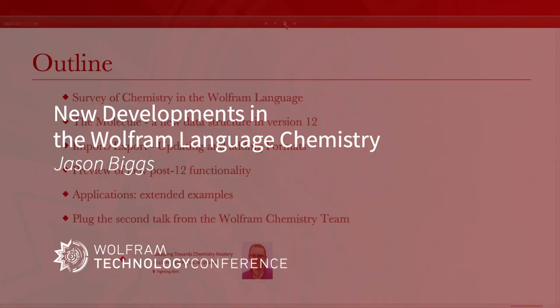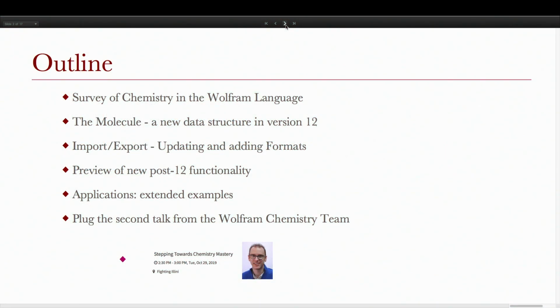Let's see, a brief outline. I'm going to briefly talk about what has been chemistry in the Wolfram Language up until version 12. I went more in depth in that last year, so we'll try and fly right through that. We'll talk about the molecule, which was introduced in version 12. It's a new computable data structure. We'll look at some import-export.